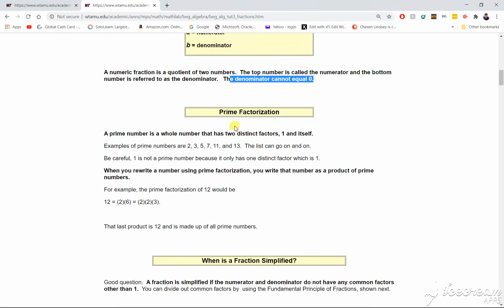Prime factorization. A prime number is a whole number that has two distinct factors, one and itself. Examples of prime numbers include 2, 3, 5, 7, 11, and 13. So, somewhat odd numbers and all that.